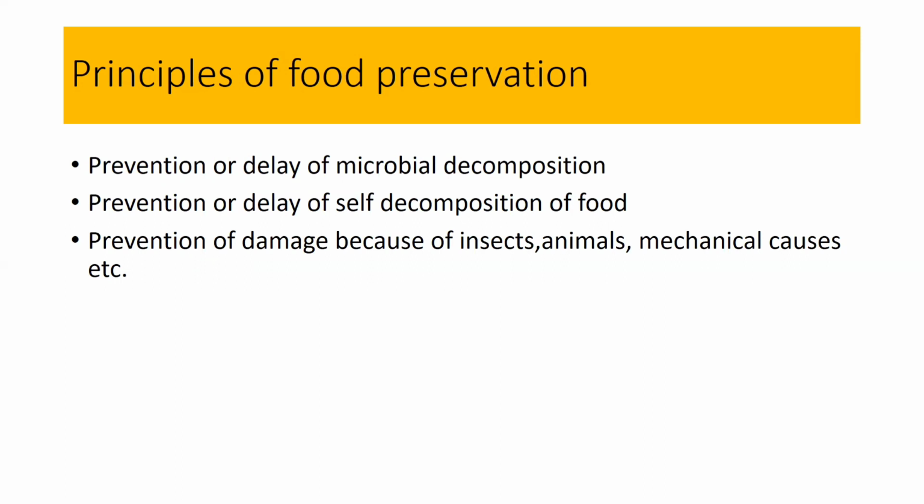Next is prevention or delay of self-decomposition of food. It is done by blanching. Using blanching, we can inactivate the food enzymes which are responsible for their degradation. And next is preventing or delaying purely chemical reactions. For example, prevention of oxidation by the use of antioxidants. And the last one is prevention of damage because of insects, animals, etc. And all these methods are used to control the activity of microbes.